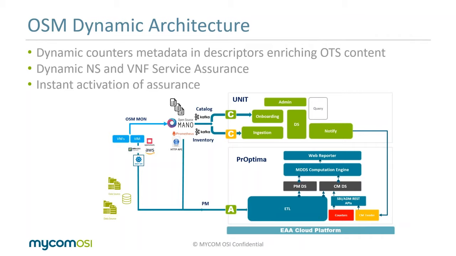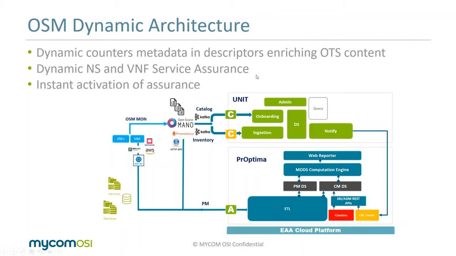So there are two levels: the onboarding of the catalog and detection of all this metadata around counters and information, and then, once the network service is activated, we detect the new instantiation of the network service. We also dynamically create the related elements and network instances in our system. With zero-touch activation, the assurance is activated from two levels: metadata counter definitions, and also from an inventory point of view.